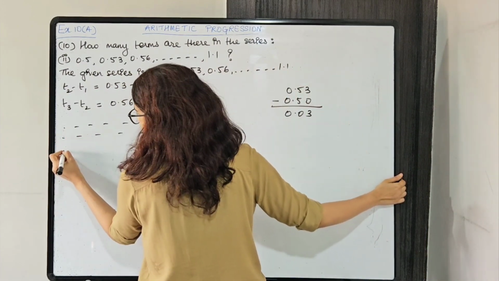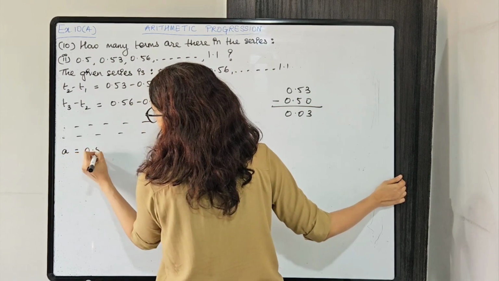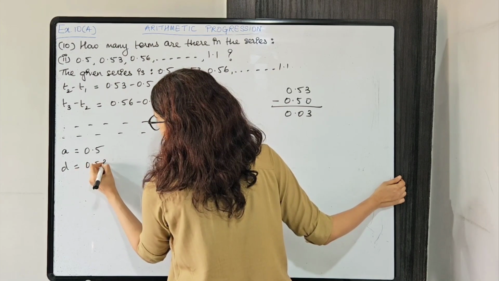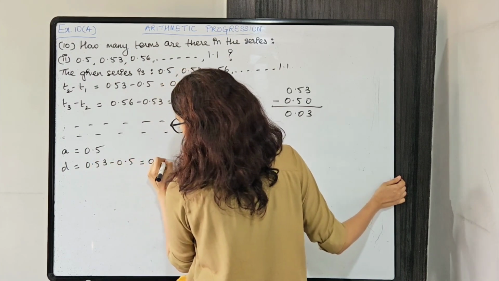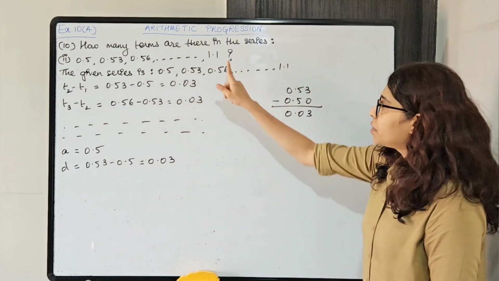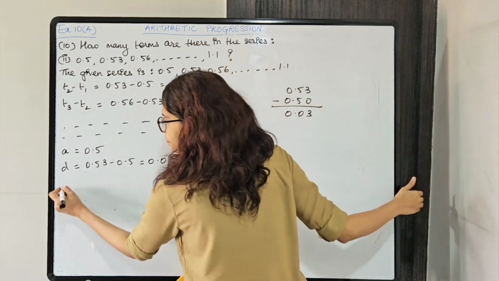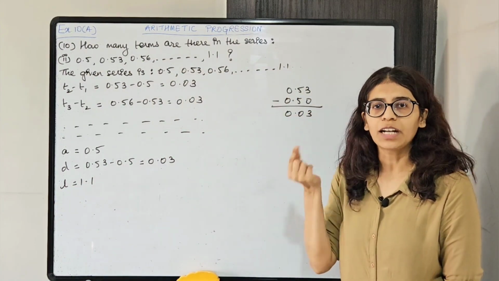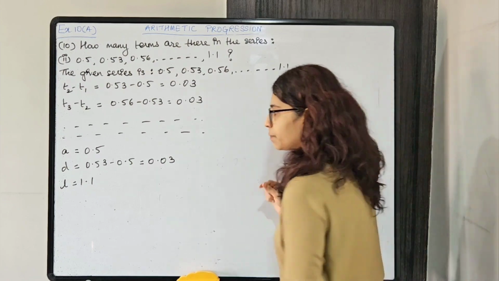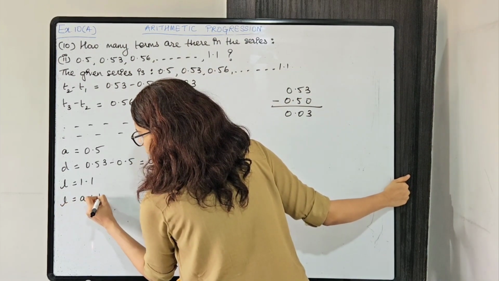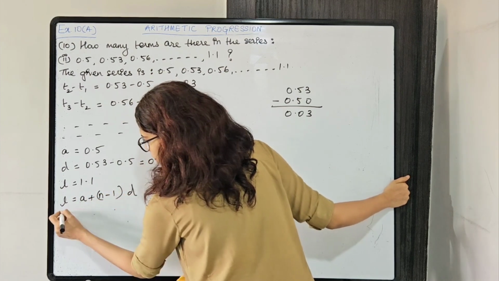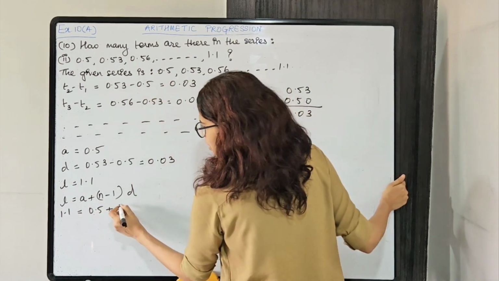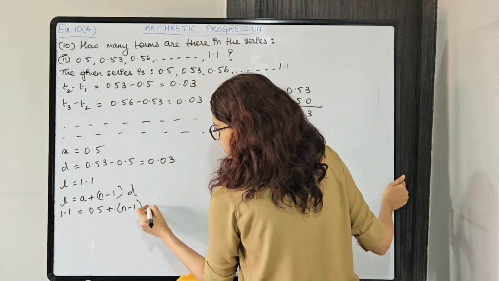So since it is an AP, a और d find out करते हैं. a is the first term and d is 0.03, which we just found out. Now last term is 1.1. So ये last term का n value क्या है, that we need to find out. So we'll be applying the formula: l is equal to a plus (n minus 1)d. So 1.1 is equal to 0.5 plus (n minus 1) into d, which is 0.03.